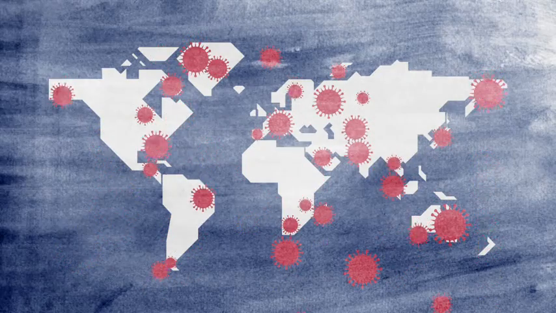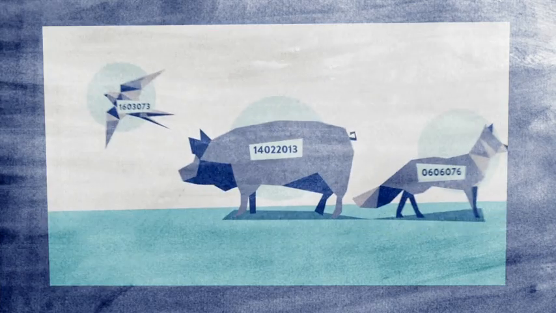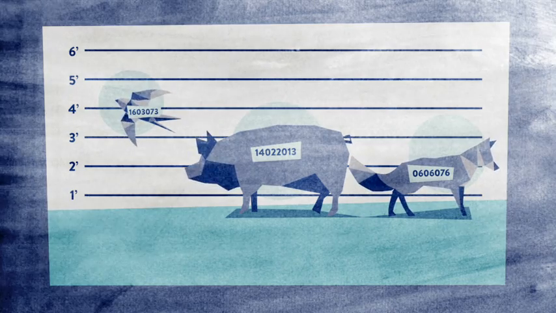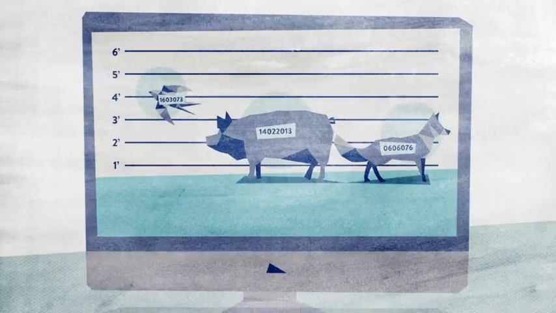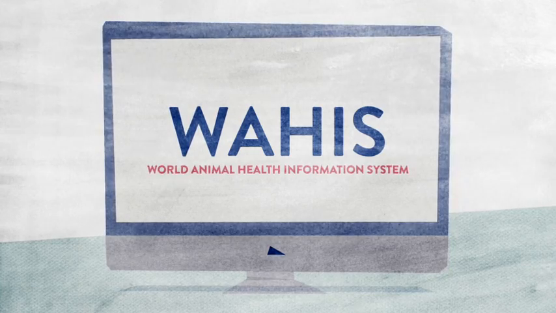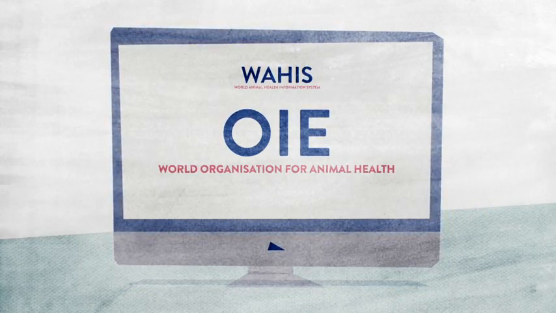Therefore, to prevent the spread of serious animal and human epidemics, it's essential to detect potential animal sources. This identification means disease can be controlled and people and animals protected. For this, there is a valuable tool, WAHIS. WAHIS is the Global Health Information System of the OIE, the World Organization for Animal Health.